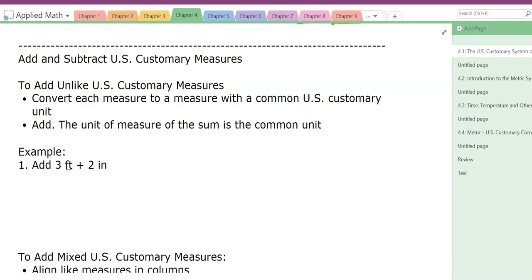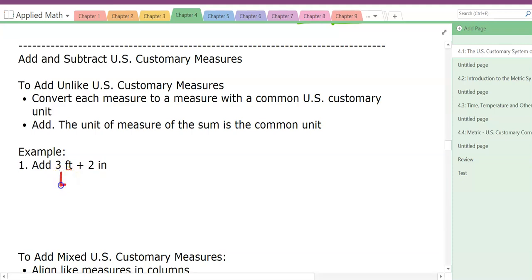So for this one, I'm trying to add 3 feet and 2 inches. It's going to be easier for you if you make them both inches. Because if you try to make 2 inches into feet, you're going to end up with a fraction. Which isn't bad, but I just know a lot of people don't like fractions. So it might be easier if we just get them into inches.